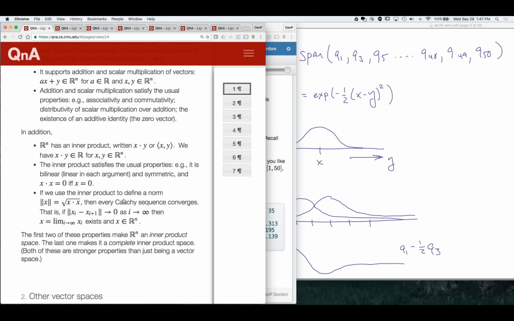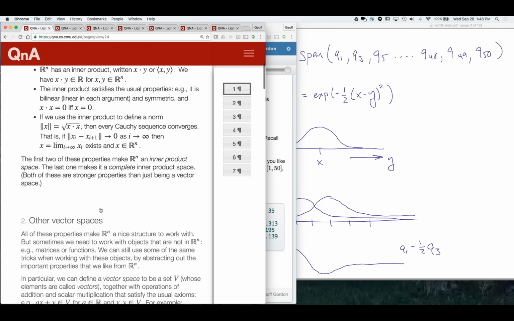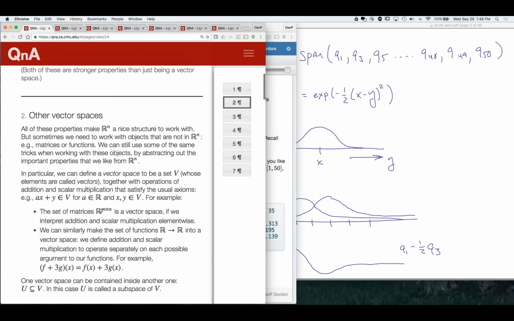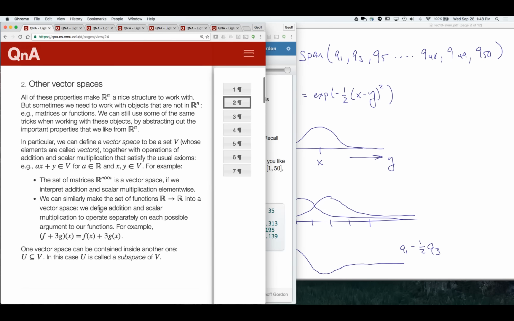And that's true of Rn, and it's going to be true of every other inner product space that we look at in this class. Right? But when I say a complete inner product space, that just means that there is a notion of limits, and it works. Every Cauchy sequence has a limit. All right? So we talked about a lot of examples of vector spaces.